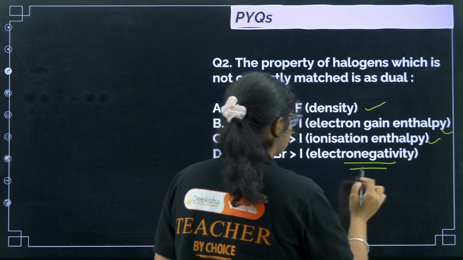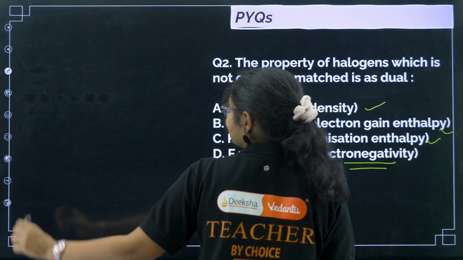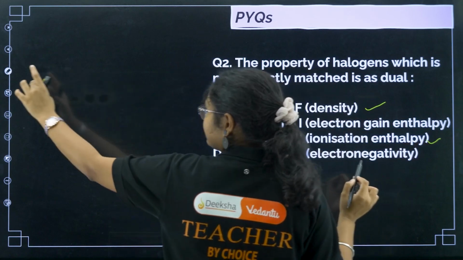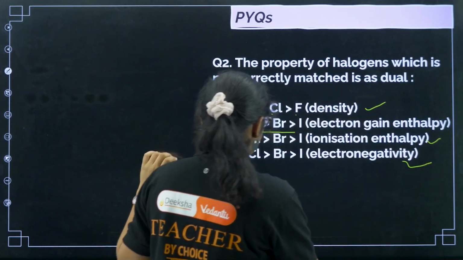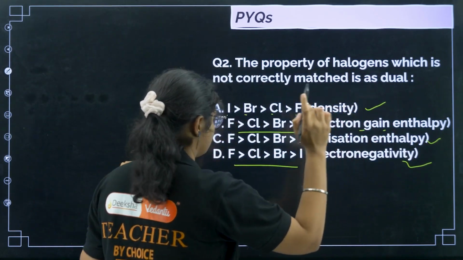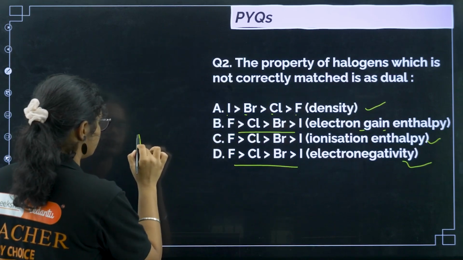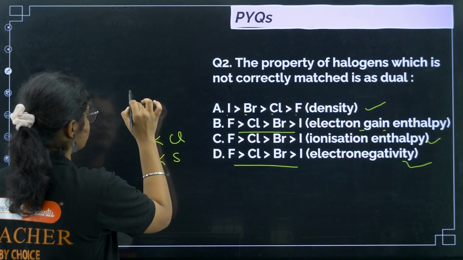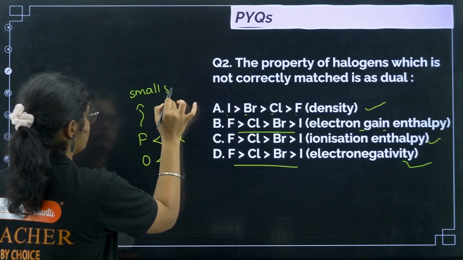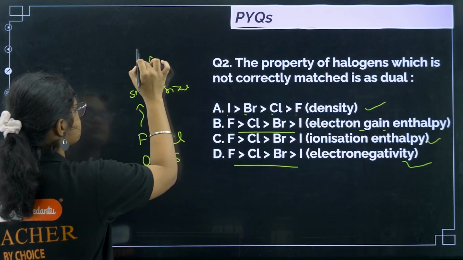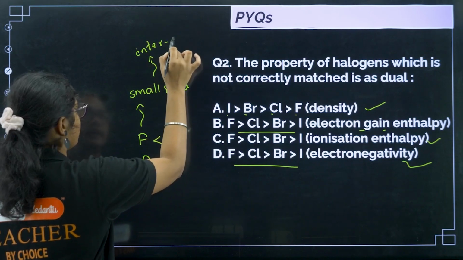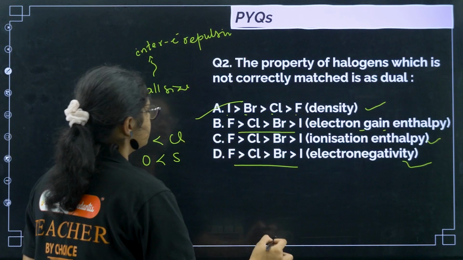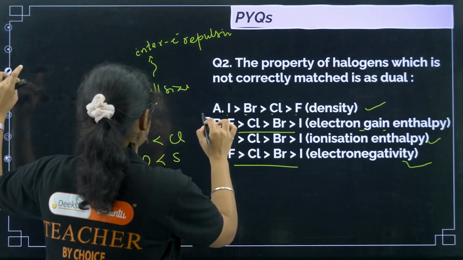But electron gain enthalpy, sorry, here it is not electronegativity, it is electron gain enthalpy. Okay, so electronegativity is correct, but if you see electron gain enthalpy, we just discussed one exception, that fluorine is less than chlorine and oxygen is less than sulfur. Why? Because of small size. And due to this small size, what happens? Due to this small size, we have inter-electron repulsion, right? So option number C will be the correct answer.